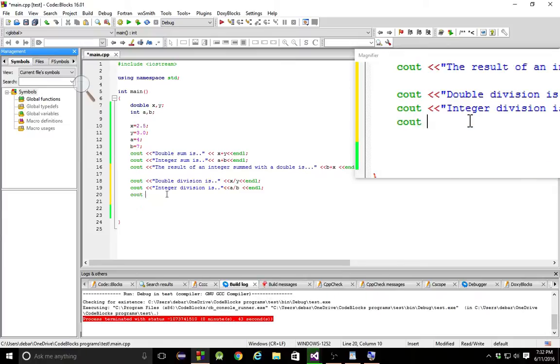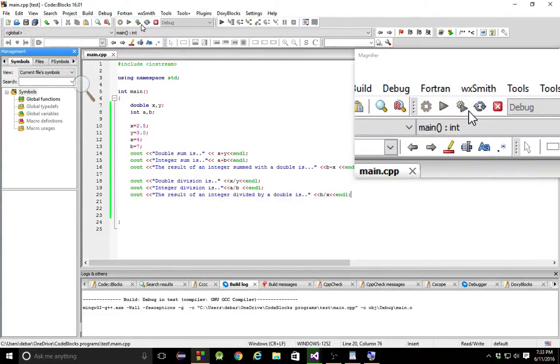Okay, and then we put the result of an integer divided by a double is. So we're going to put b over x, b over x, and put endl. So that's our program so far, and let's see how we've done.